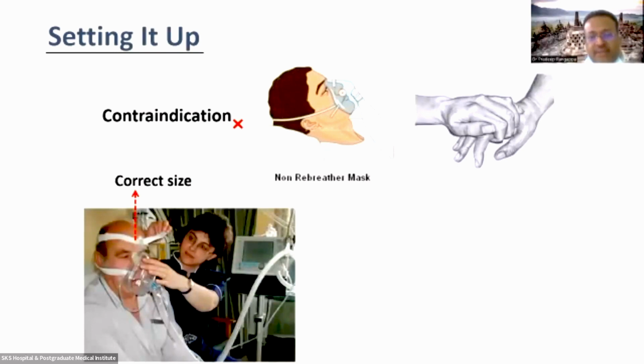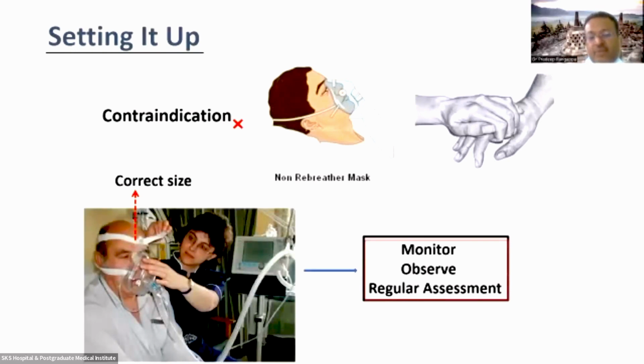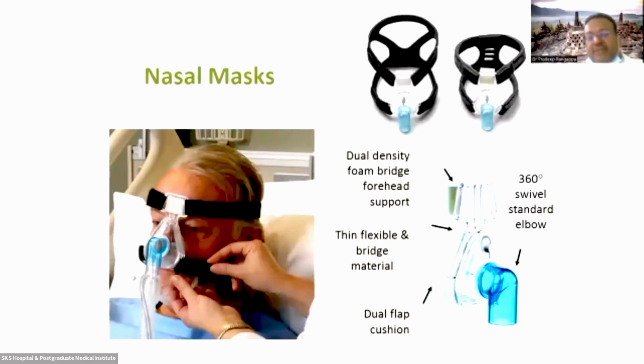And as I already mentioned, the correct mask fit is very important to ensure effective ventilation when you are giving NIV, to ensure there is not much leakage of the gases. Most importantly, when someone is connected to NIV, it is important to see whether the patient is responding, whether the parameters are getting better. Once you put them on NIV, they need to be more diligently and vigilantly watched, monitored, observed, and regular assessment has to be done.